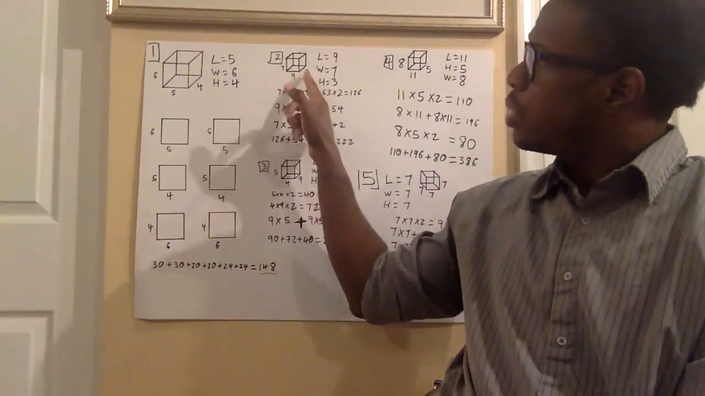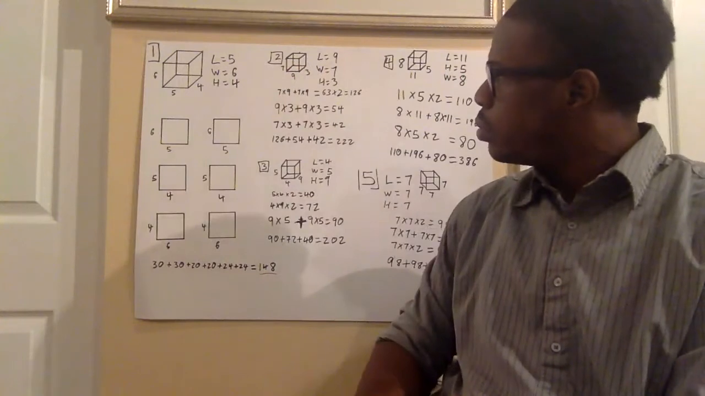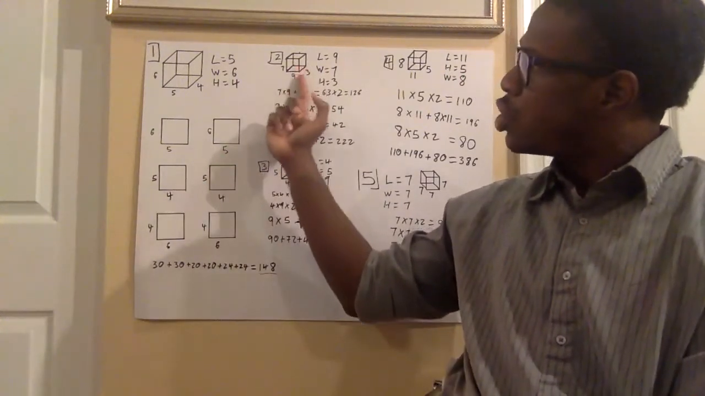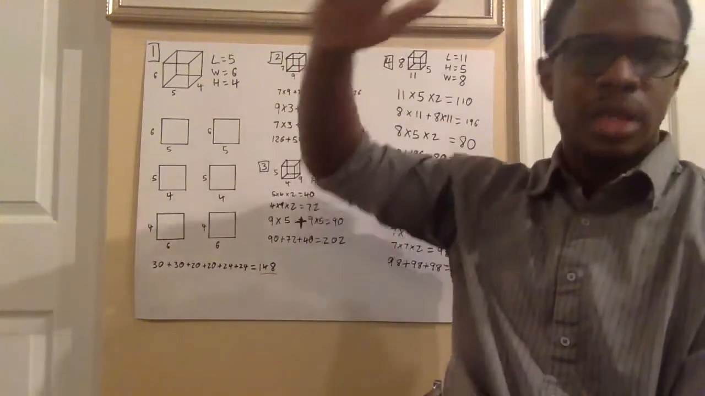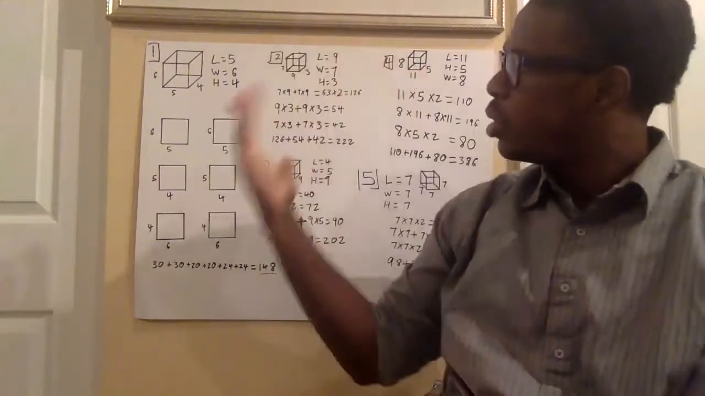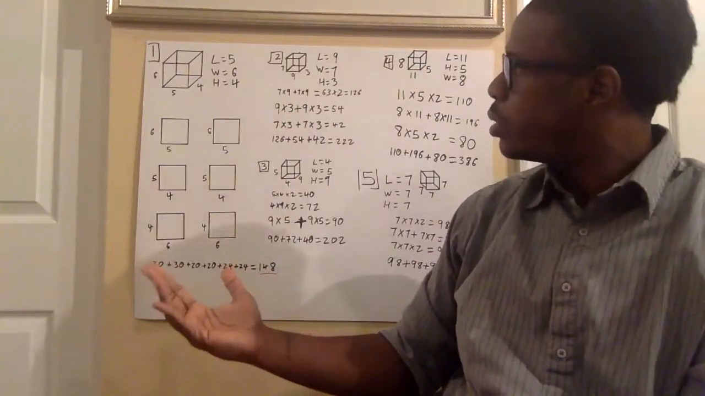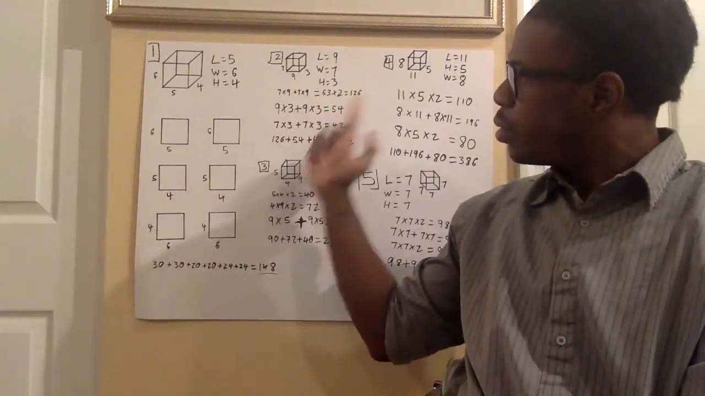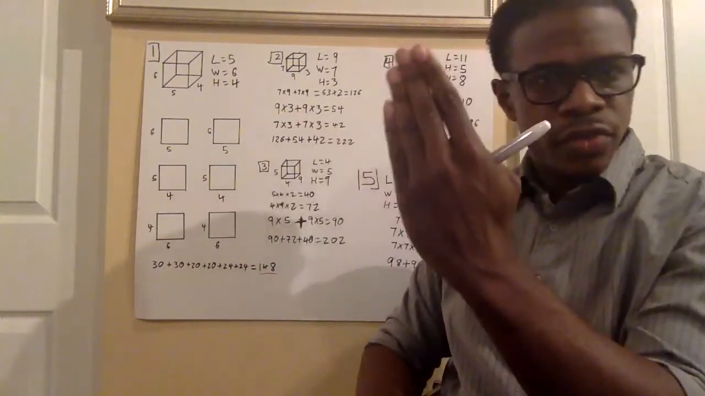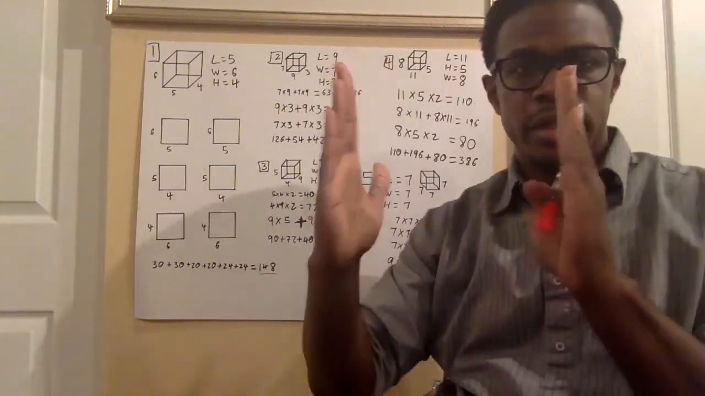So let's find the bottom one. 9 times 3 is going to give us 27. So that's the surface area of the bottom. And then the top is going to be also 27 because they're the same. 27 plus 27, or 27 times 2, is going to give us 54. So now we have 54 for the bottom and the top, and then 126 for the front of the box and the back. Now all we need to know are the sides.